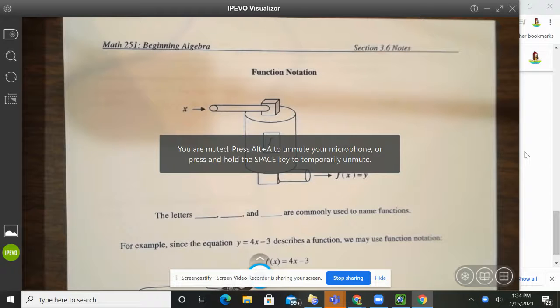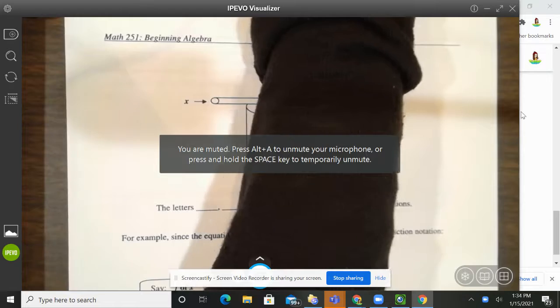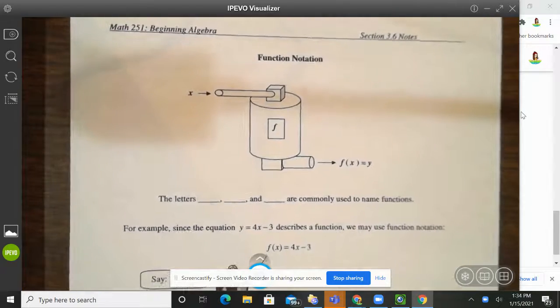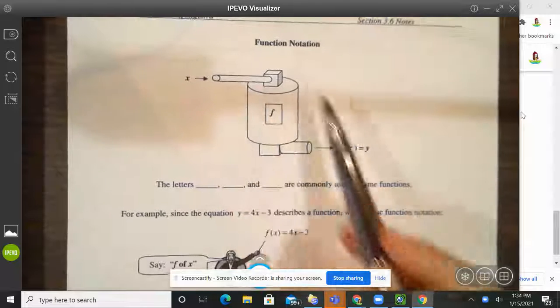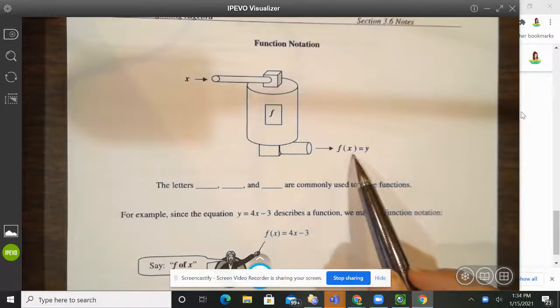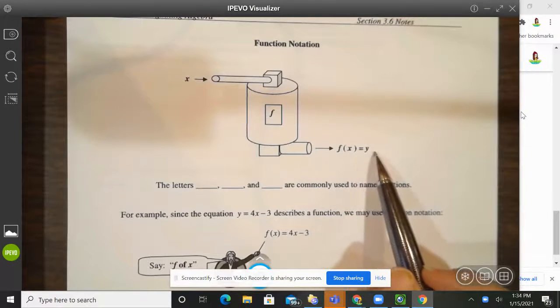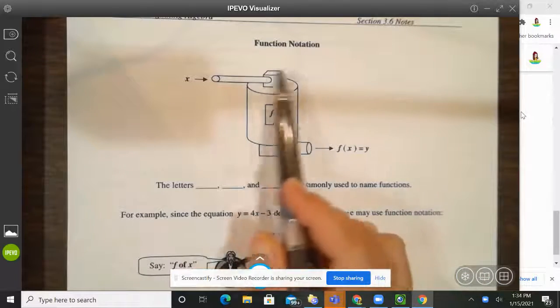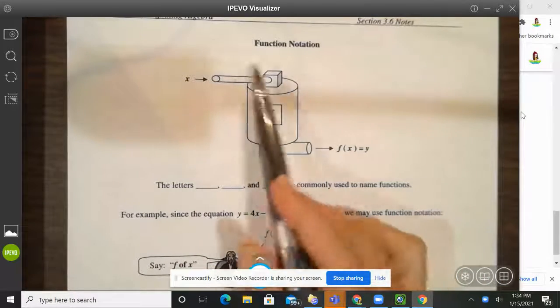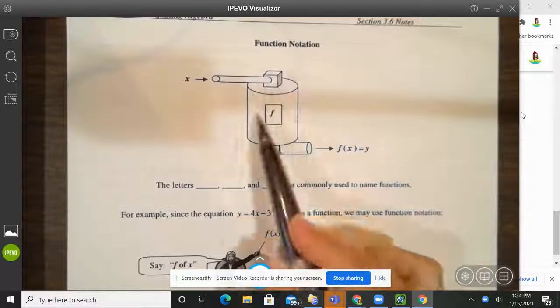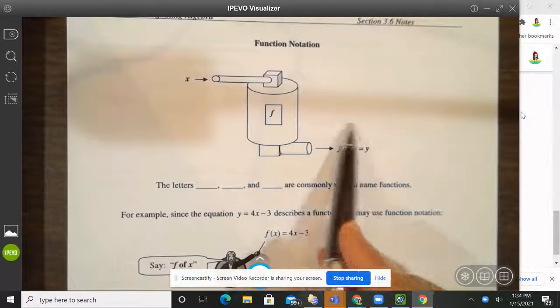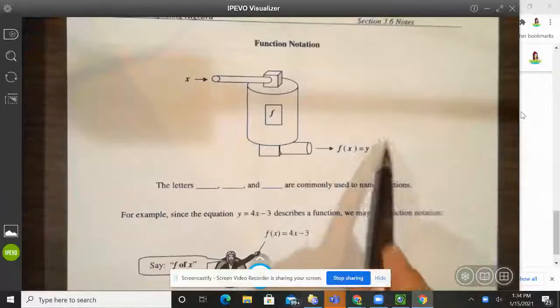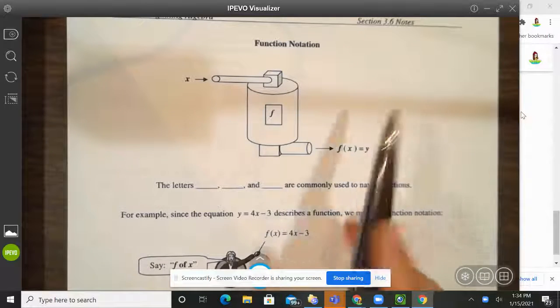All right, students. This week we're going to talk about function notation, and we're going to keep going on that. So we have to remember that f of x, that's how you say it, f of x equals y. So x goes into the machine, the expression, the equation that you've been working on. If you put an x value into that machine, you get f of x equals y, the result, which is y usually, right?